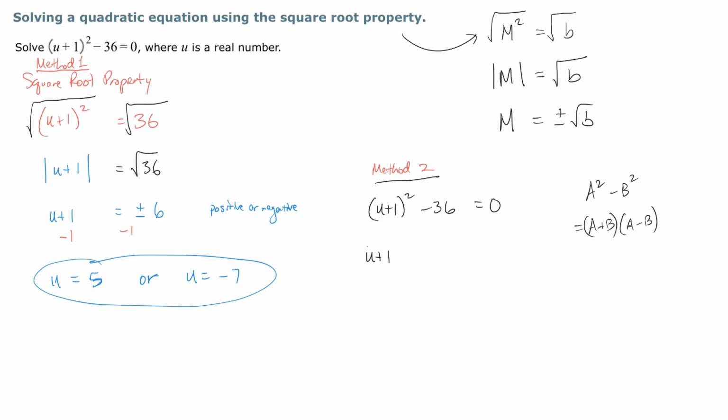plus 6 times u plus 1 minus 6 equal to 0. Therefore, u is equal to -7, or u is equal to, let's see, that says subtract 5, no, positive 5. There you go. Notice you get exactly the same answer. Pretty cool, huh?